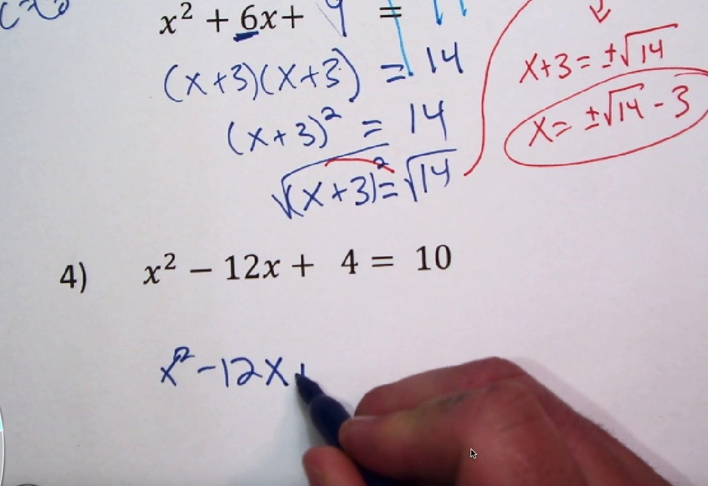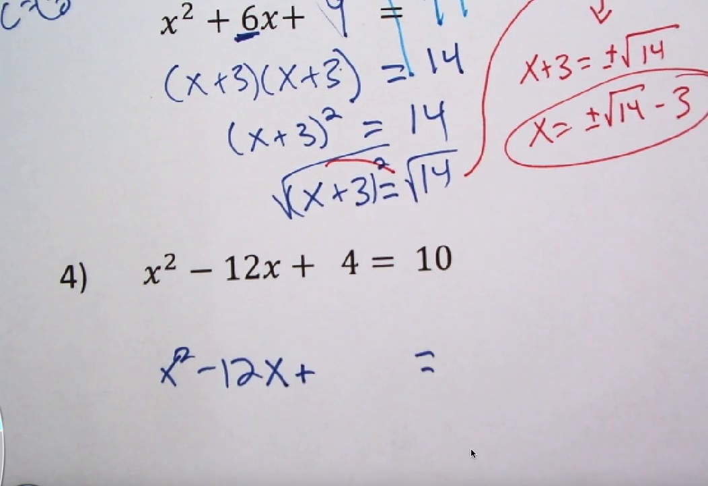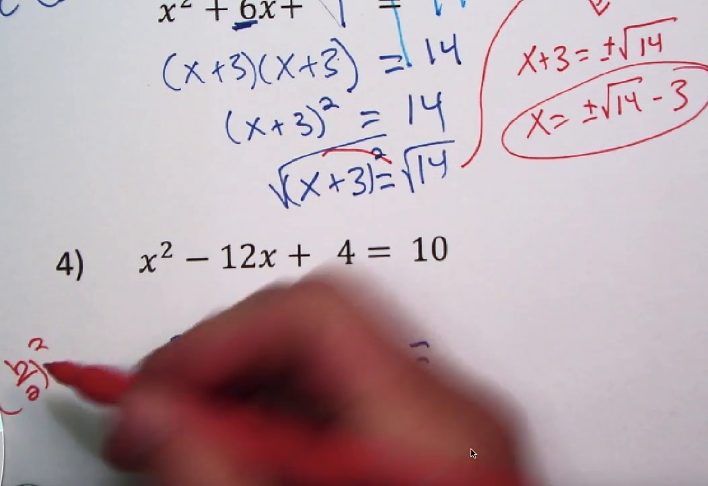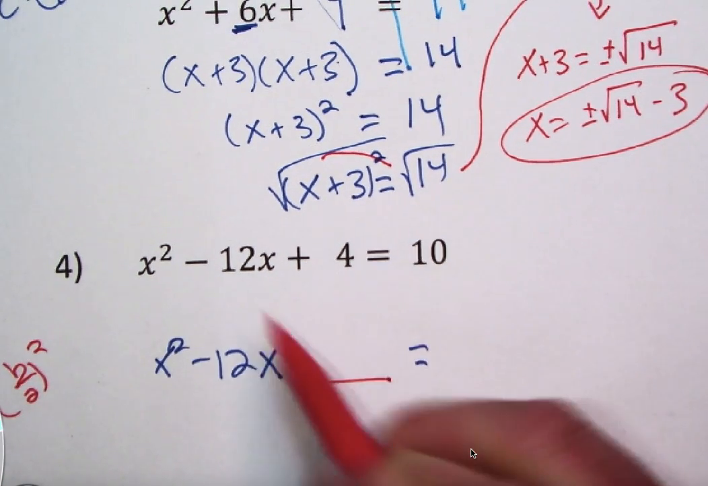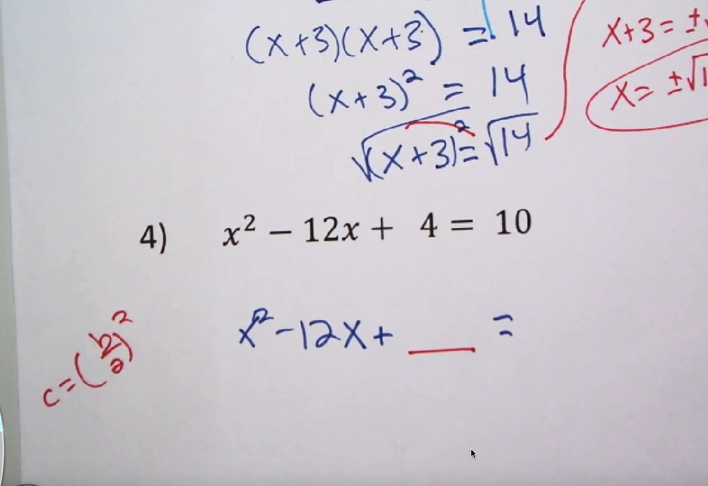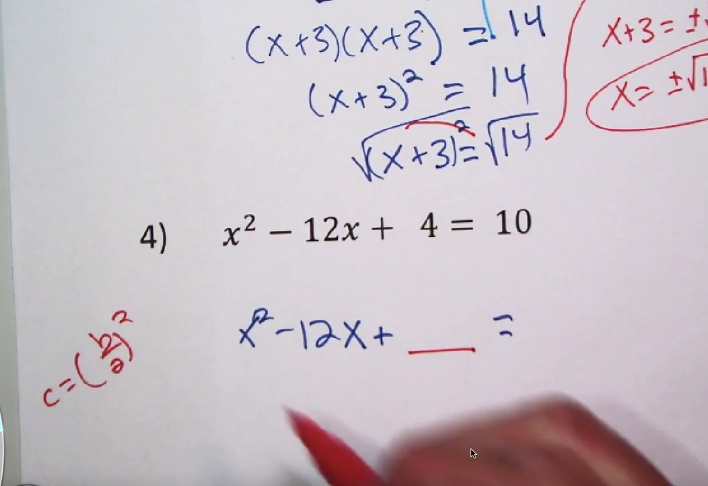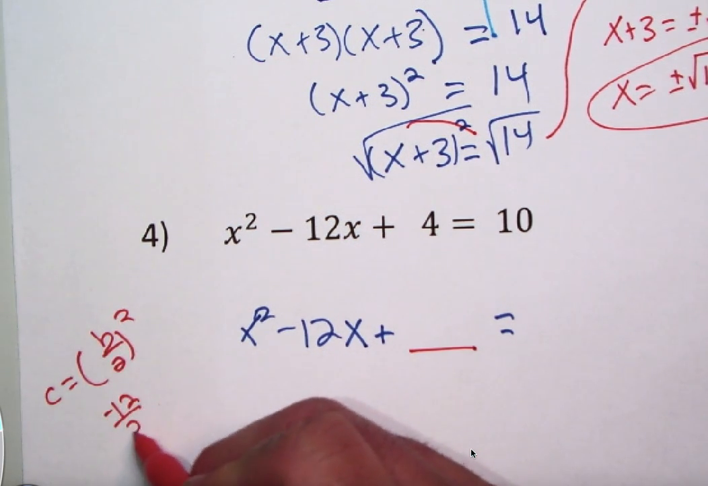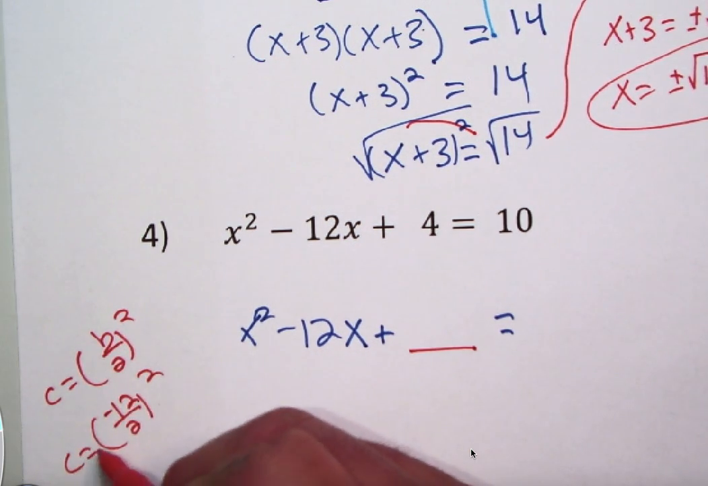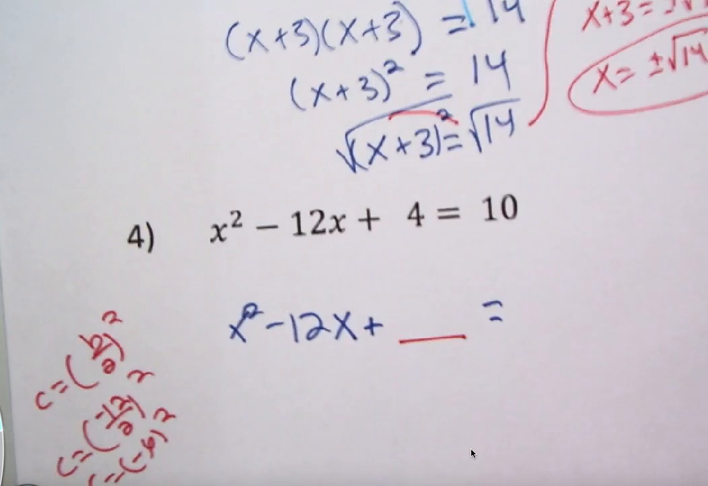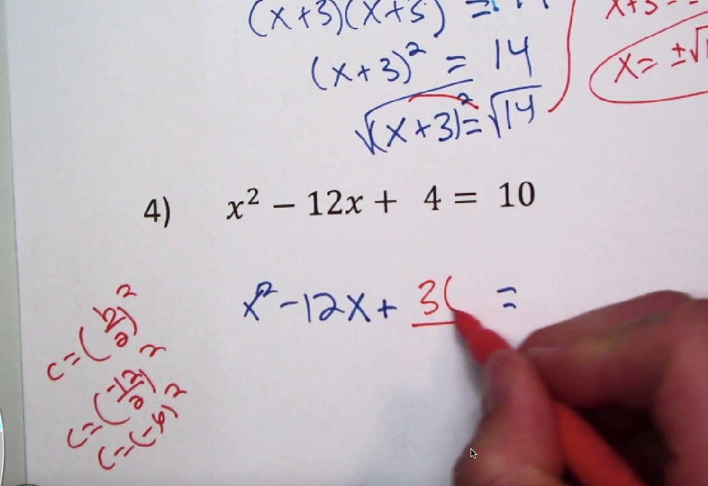I'm going to try to complete the square here. Okay, so I'm going to take my b value. I'm going to divide it by 2 and square it to find the correct c when it's an x squared. So we've got to take half of b and square it. So negative 6 squared, 36.